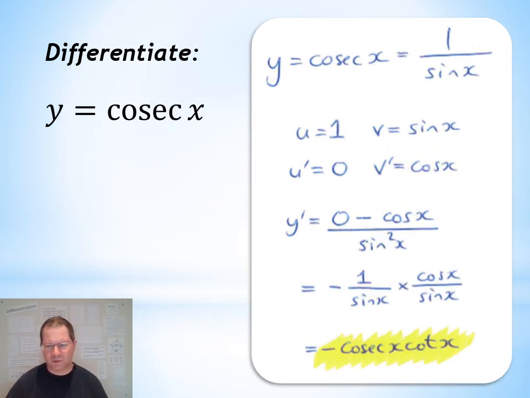And then for our final reciprocal trig function, y equals cosec x, we can rewrite that as 1 over sine x. Again, u equals 1, so u dash is 0, and v equals sine x, which means that v dash equals cos x. So applying the quotient rule, vu dash is again 0, but we're going to take away uv dash, so minus cos x on the numerator with a sine squared x on the denominator for our v squared. So dy by dx is minus cos x over sine squared x, but again we don't normally leave it like that. So we're going to split it up and write it as minus 1 over sine x times cos x over sine x, which gives us minus cosec x cot x.